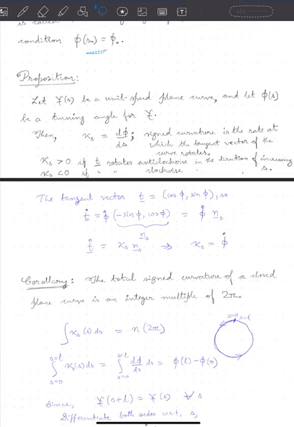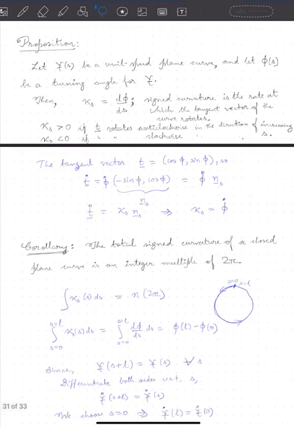Now say gamma vector is a unit speed plane curve, and say phi of s is a turning angle for gamma vector. Then we define the signed curvature as d phi by ds. Signed curvature is the rate at which the tangent vector turns, as we have said multiple times. For kappa s to be positive, it is required that the tangent vector rotates anti-clockwise in the direction of increasing s. And for it to be negative, t has to rotate clockwise in the direction of increasing arc length parameter s.